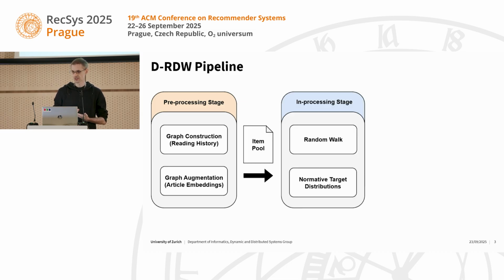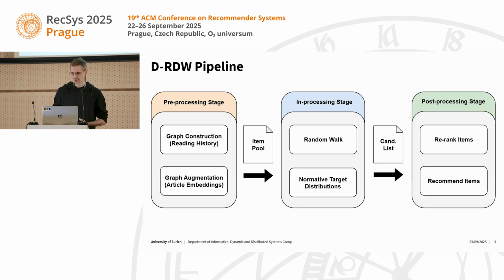Then in the second stage, we have a random walk procedure. You can define how many hops between you and the target item there should be. And then, of course, this is where our secret sauce, the normative target distributions, comes into play, where all those high-level decisions of the editors of the newsroom serve as a filter to look at the output of the random walks and sift through the items to see what to keep and what to throw out.